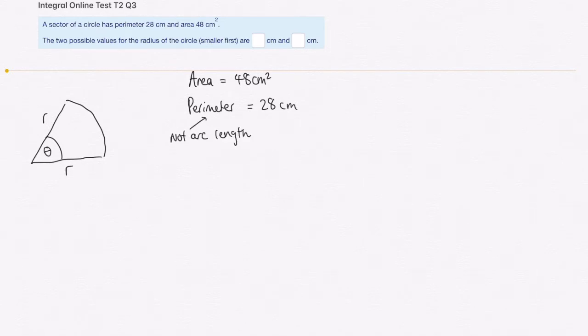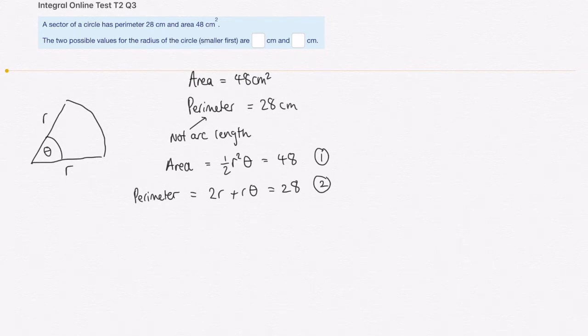But what do we know? We know that the area, which is equal to a half r squared theta, is equal to 48 centimeters squared. And the perimeter, which is the total distance around this sector, is equal to r plus r, so 2r, plus the arc length, which is r theta. And that is equal to 28. And what we have here are two simultaneous equations. We have equation 1 and equation 2. And we need to solve these simultaneous equations.